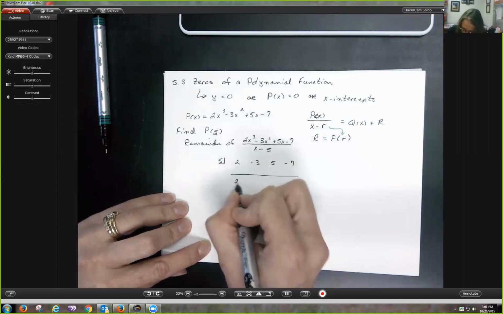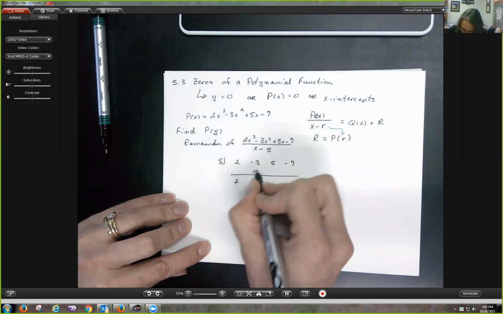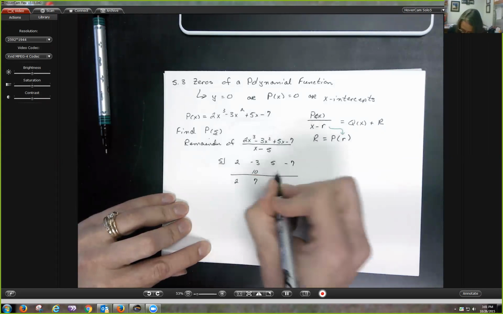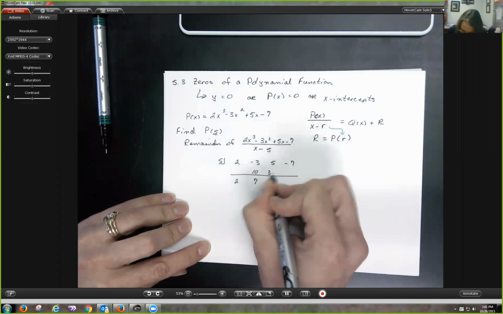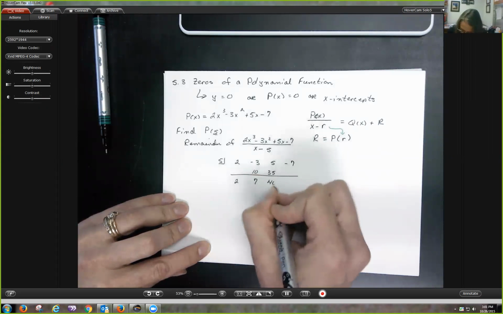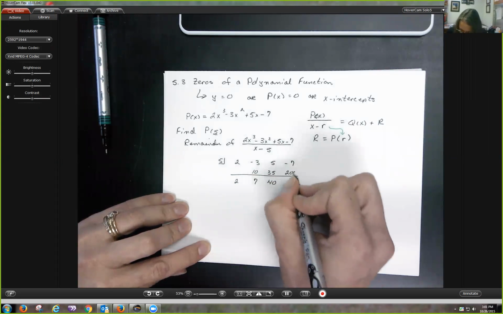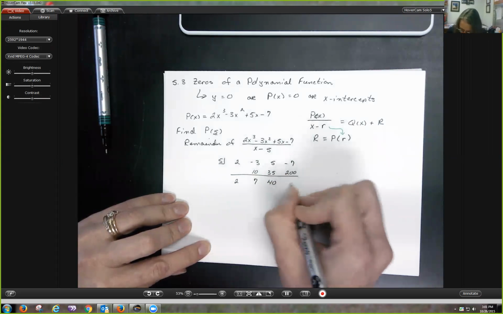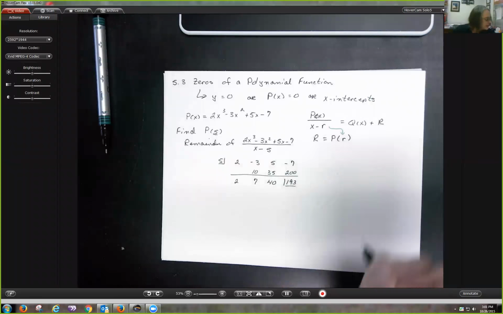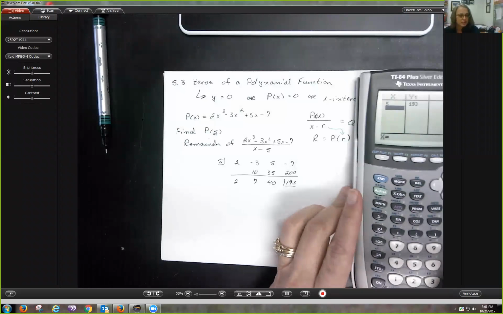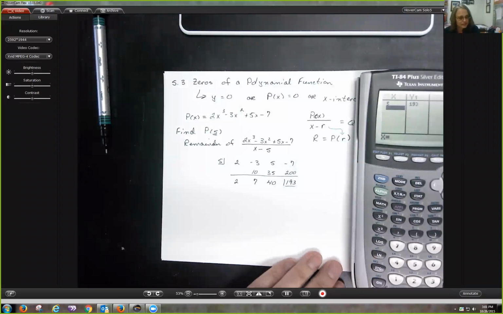Drop down the 2. 5 times 2 is 10. Add. Multiply. 5 times 7 is 35. Add those two together. 5 times 40 is 200. 200 plus negative 7 is 193, which is the value I got when I plugged 5 into the function.